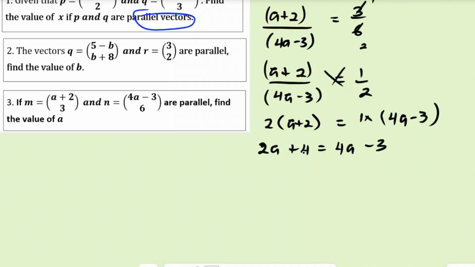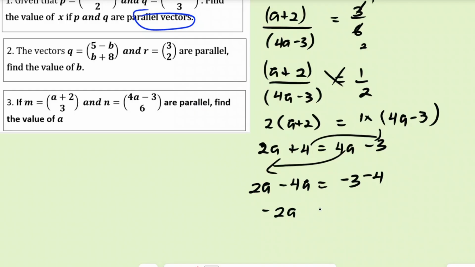So at this point, what do we do? We have to group like terms. I want to bring 4a to this side, and I'll take 4 to the other side. So 2a was here already. When you bring 4a here, it's going to be minus 4a. And that is equal to negative 3, which is also here already. You bring 4 to this side, it's going to be minus 4. So 2a minus 4a is going to be negative 2a, because 4 is bigger than 2. And that is equal to negative 3 minus 4, which is negative 7.